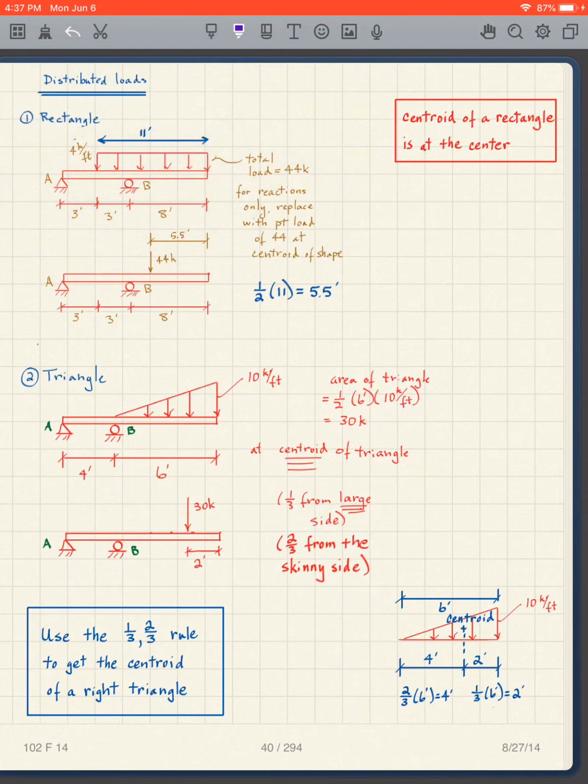What students will make a mistake on is they'll go the wrong way. Don't go 1/3 from the skinny end. Go 2/3 from the skinny end. You want to go 1/3 from the fat end. So don't do it backward is what I'm going to tell you. So that's the 1/3, 2/3 rule. You need to know the 1/3, 2/3 rule to get the centroid of a right triangle.